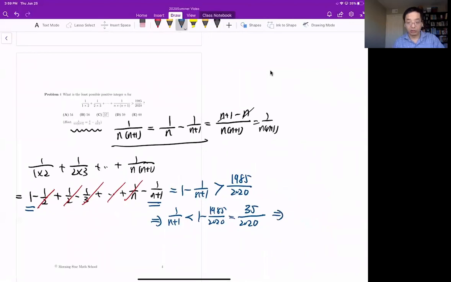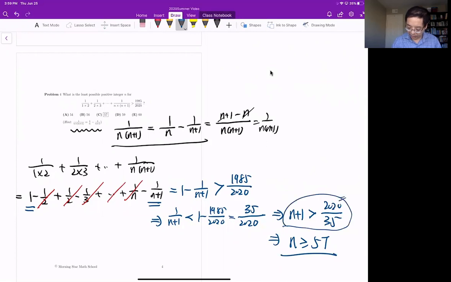Now you can do the calculation. You want n plus 1 to be bigger than 2020 over 35, and from here it is easy to calculate that n needs to be bigger than or equal to 57. So 57 is the smallest possible n for this to be true. Then the answer is 57. For this problem, the key point is this identity.